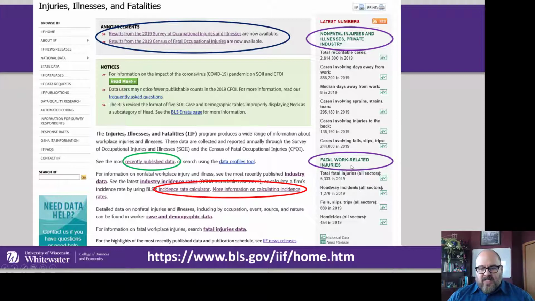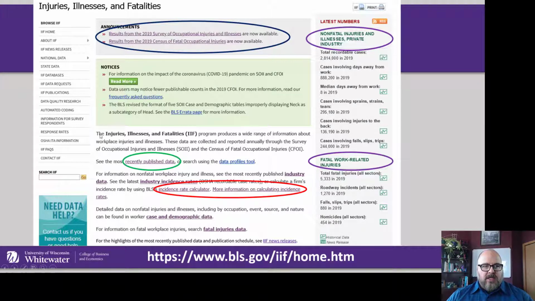And then below that is the fatality data. It's got the total, a little over 5,300. The number of roadway incidents, which is the number 1 cause of death in the workplace. The slips, trips, and falls, which tends to be number 2. And then we've got homicide there. And so we'll look at that stuff in a moment.